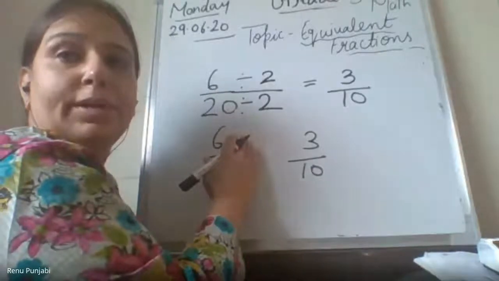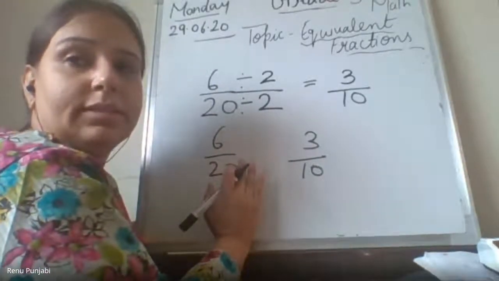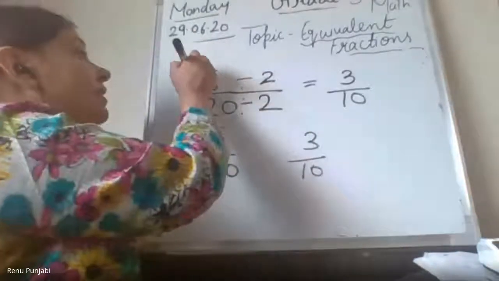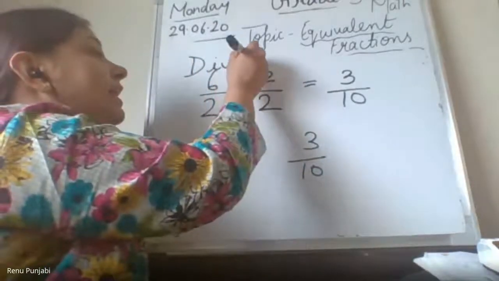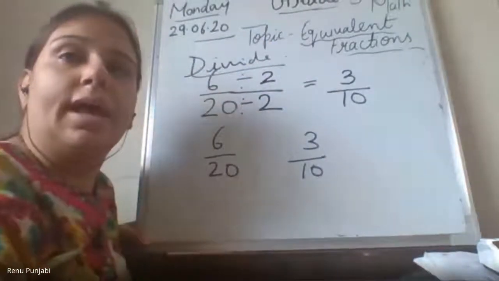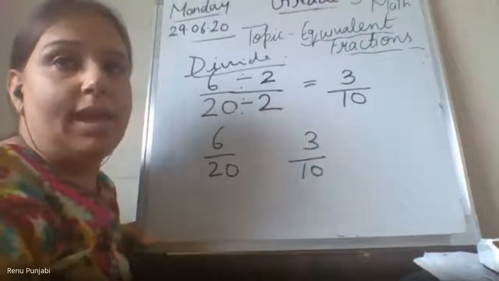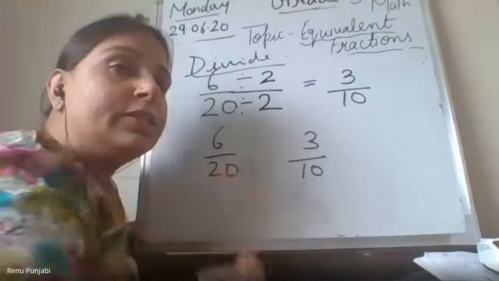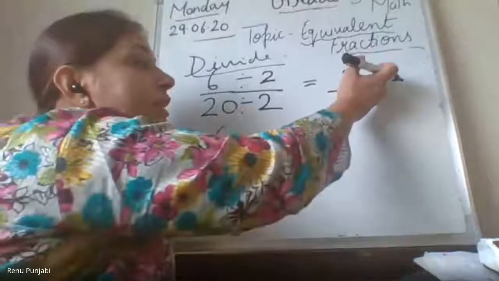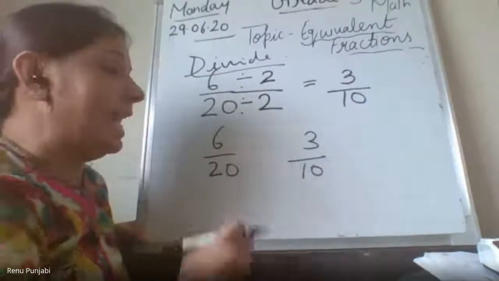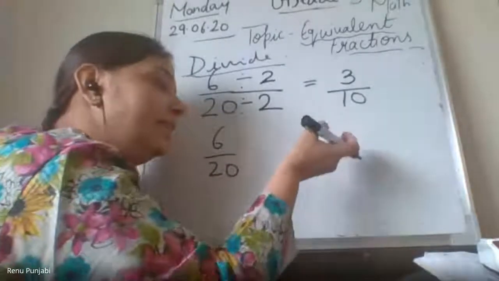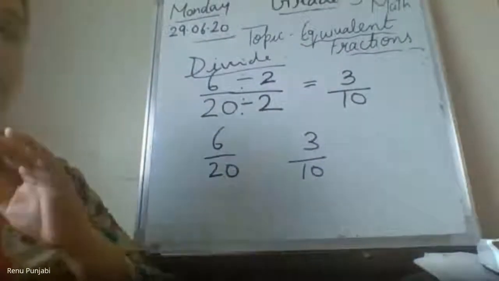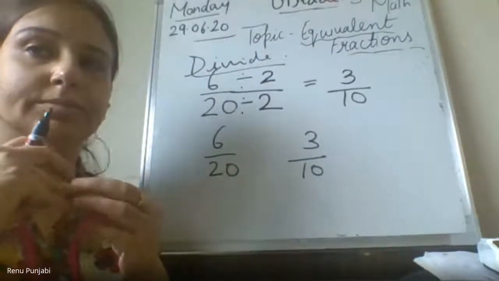This is the example, Prithvi. This is 6 upon 20. This is the next method of finding the equivalent by divide. Divide the numerator and the denominator by the same number. I start with the 2. I divide this number with the 2 and divide the denominator also with the 2. We got 3 upon 10. Now we can say that 6 upon 20 and 3 upon 10 both are equivalent fractions.